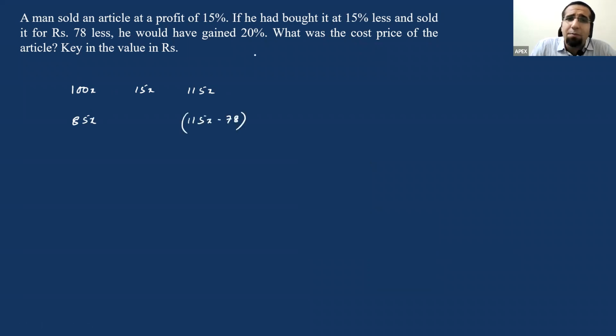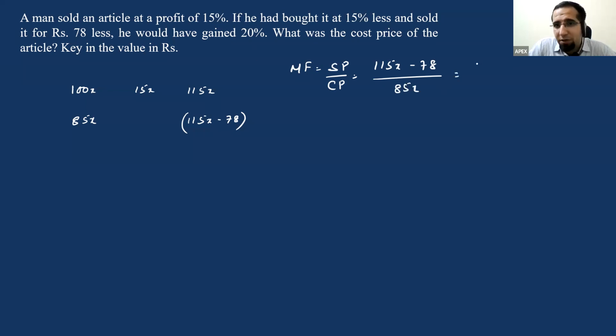He would have gained 20%. Now, for a gain of 20%, we can directly apply the multiplying factor, that is SP by CP. Directly, you can apply that. Need not get into too many calculations. 115x minus 78 by 85x. Now, the multiplying factor with the profit of 20% is going to be 6 by 5.